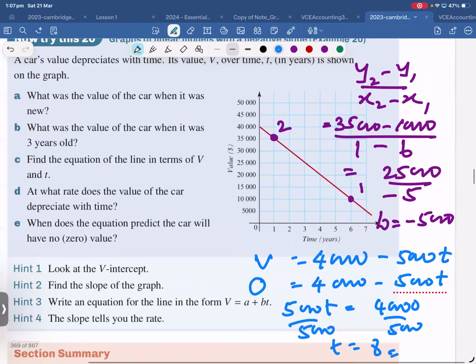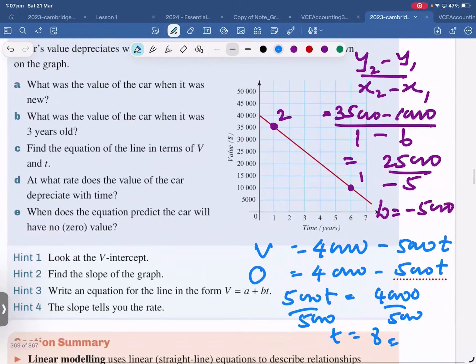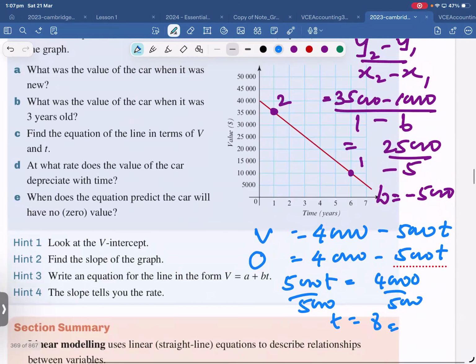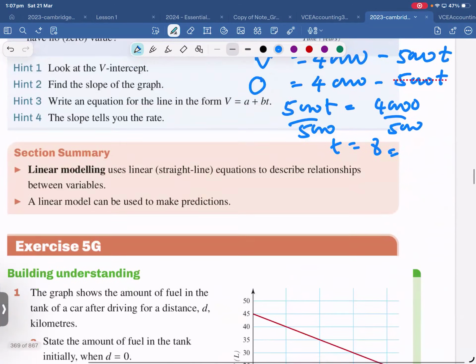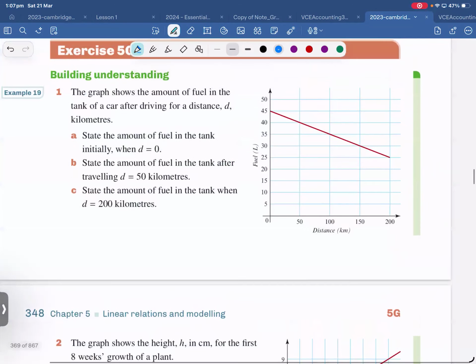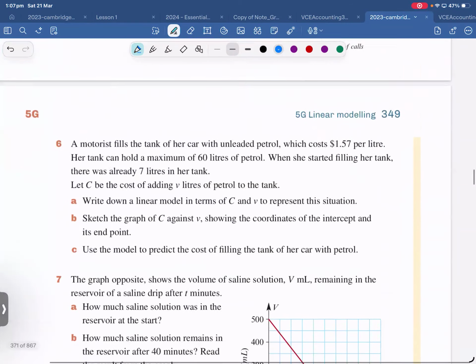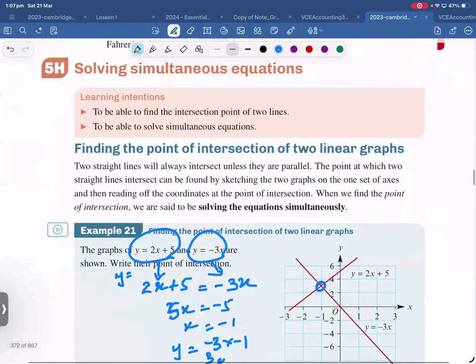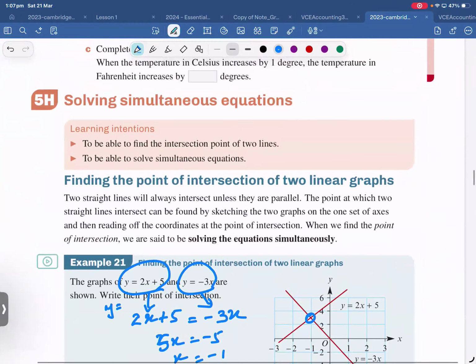Okay, the rest you should be fine, yes? Okay, good. All right. So then you are good to do exercises in 5G. Then we'll do the simultaneous next time.